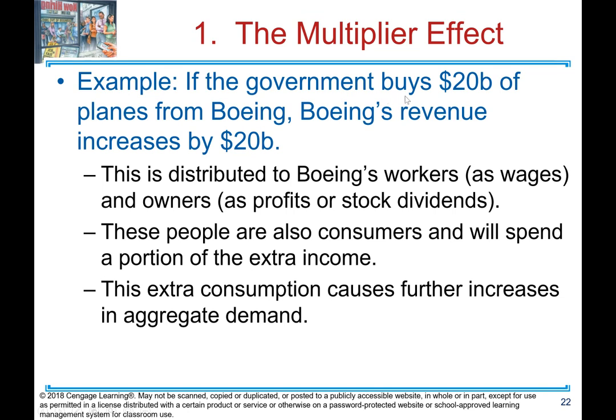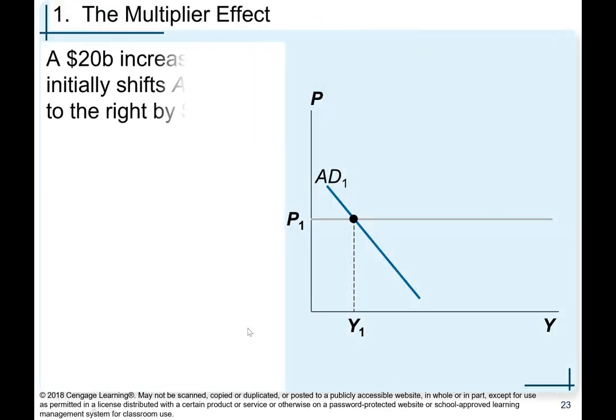Example, if the government buys $20 billion of planes from Boeing, Boeing's revenue increases by $20 billion. This is distributed to Boeing's workers as wages and owners as profits or stock dividends. These people are also consumers and will spend a portion of the extra income. This extra consumption causes further increase in aggregate demand.